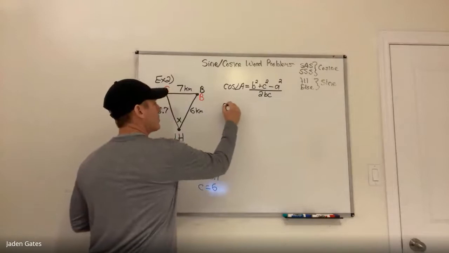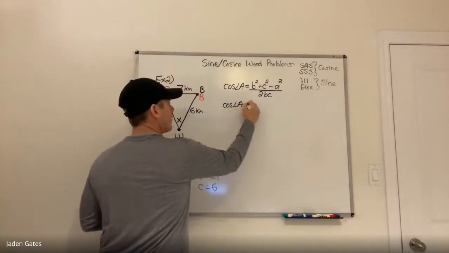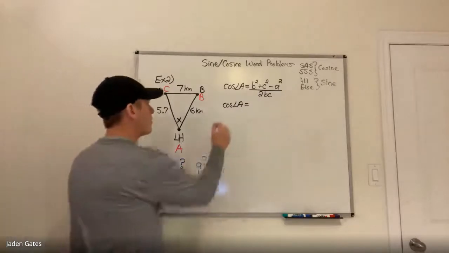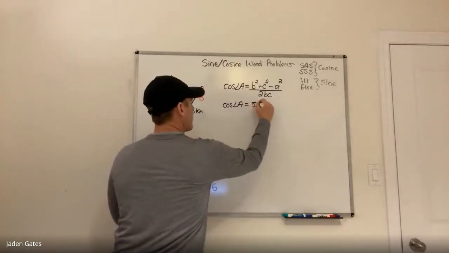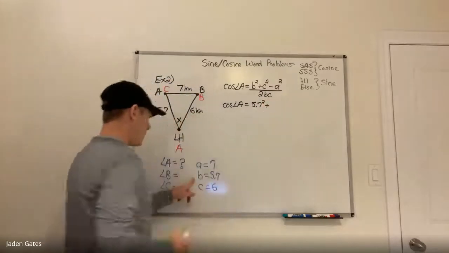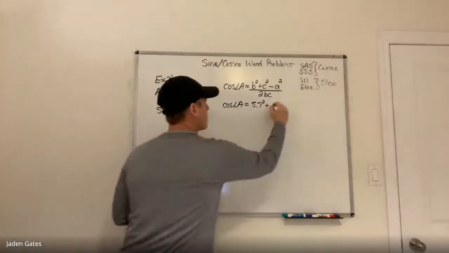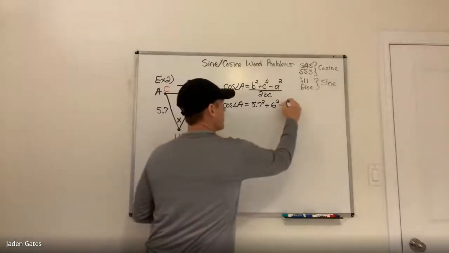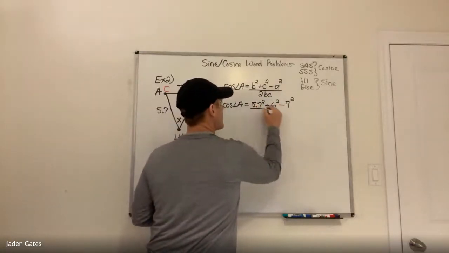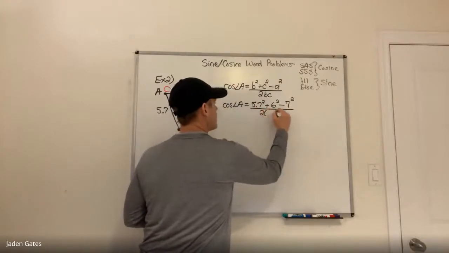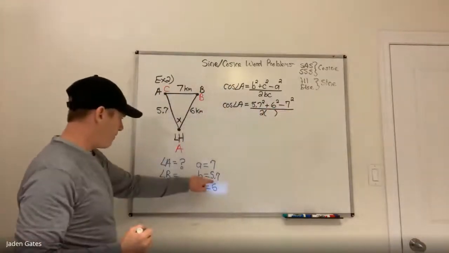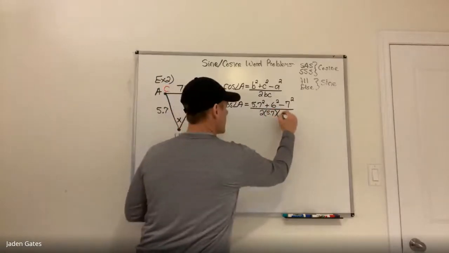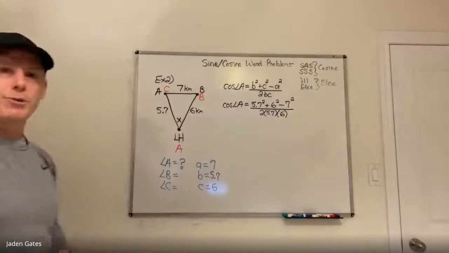I'm going to substitute in my information and solve for my angle here. So let's see here. I got everything with my givens sorted out, so I'm not going to mess anything up here. So b squared is going to be 5.7 squared plus c squared, which is 6 squared, minus a squared, which is 7 squared. And in my denominator, I'm going to have 2 times b, 5.7, times c, which again is 6. There we go. So I've substituted in.